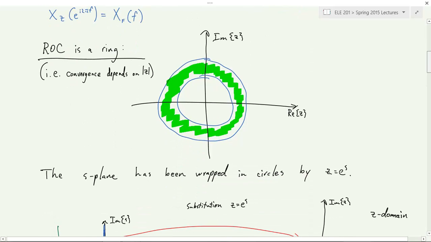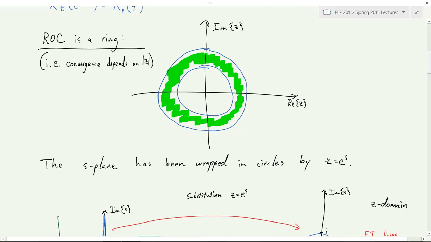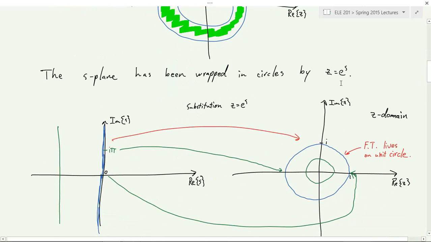So now let's again try to conceptualize this transformation from the Laplace S-plane for the Laplace transform to the Z-plane for the Z transform. Let's think about this transformation Z equals e to the s.